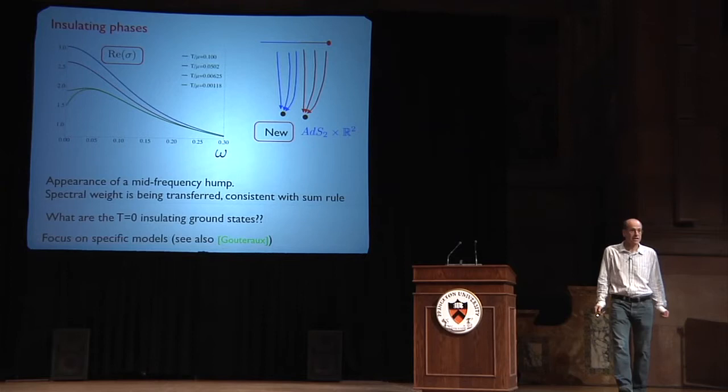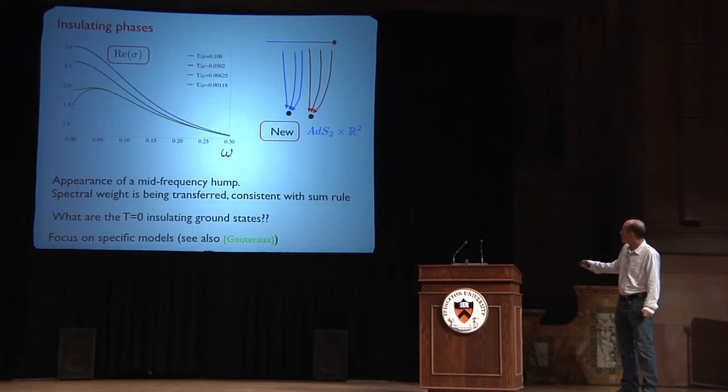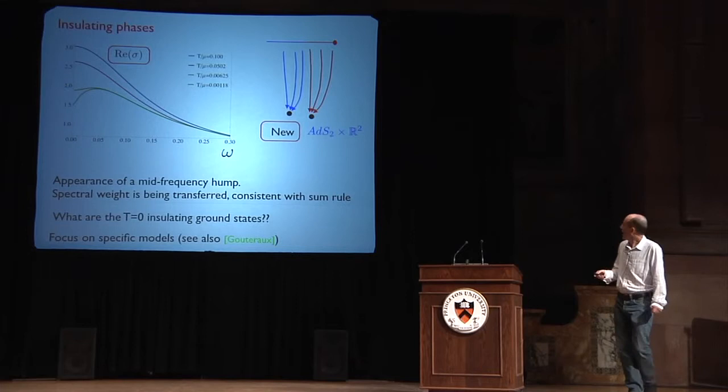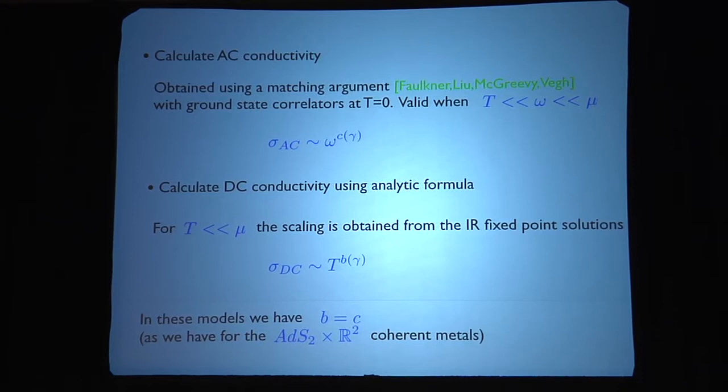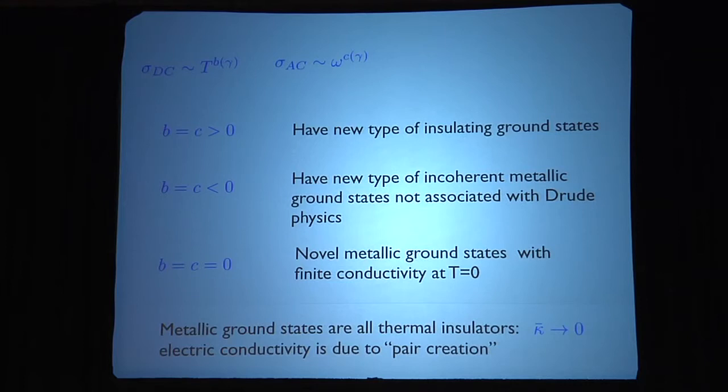The final thing I wanted to talk about was, what are the zero temperature ground states that appear as we do these deformations? I'm going to have to be a little bit telescopic because I've just had the 0 minutes. Let me not tell you about the details of which models we looked at, but tell you about some results. We calculated explicitly these black holes that go to new ground states.